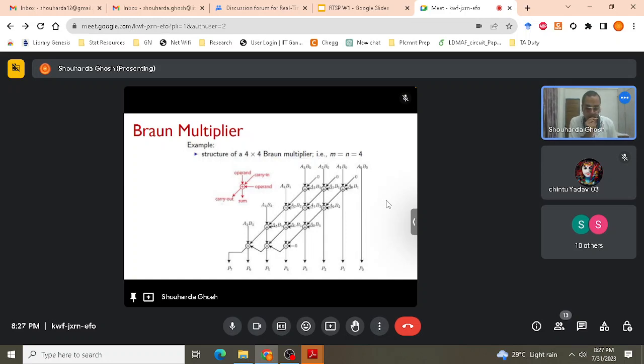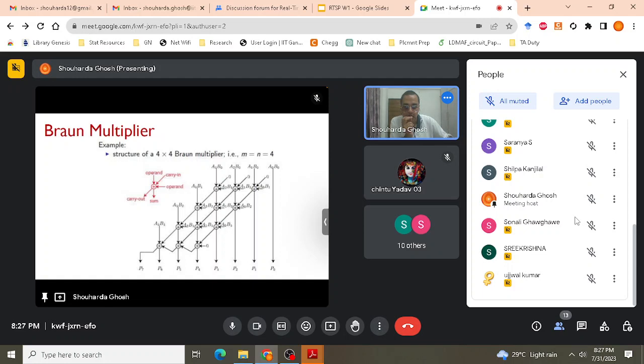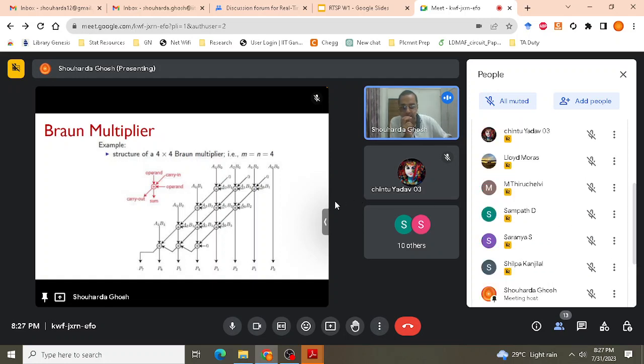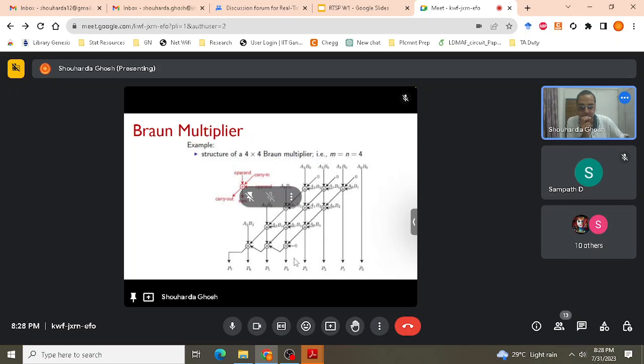Are you able to see P4? The term P4, can you see the term P4? Can anybody please check if the image is visible? Hello. Yeah, is the image of the Braun multiplier visible? Can anybody please confirm? Yes, it is visible. Okay, so Sampath, above P4, can you see an adder? Yes, sir. That 0 is visible, right?